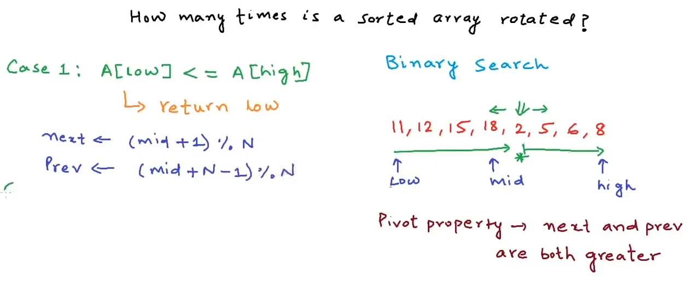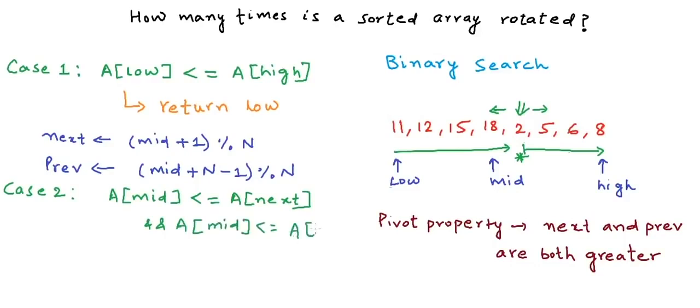So our case 2 is that a mid is less than or equal to a next, and it's also less than or equal to the previous element in the circular array, in the circularly sorted array. If this is the case, once again we have the pivot or the minimum element in the array, so we will return the index mid. So far in these two cases we have found our element straight off and we have not felt the need to divide the array, divide the search space, search segment.